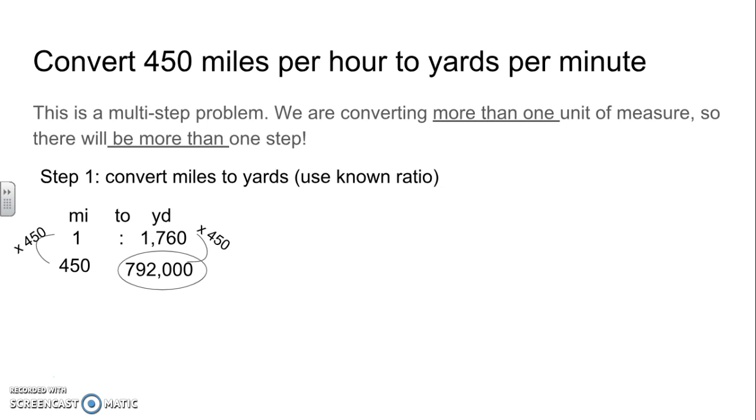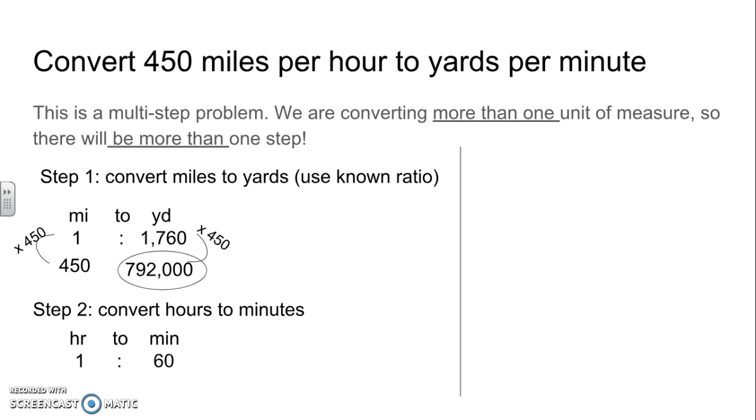So right now I know that 792,000 yards can be done in 1 hour. I've got 792,000 yards per hour. My next step is to convert my hours to minutes. We should know that in 1 hour there's 60 minutes. I have 792,000 yards in 1 hour, so I put my 1 hour underneath my hour column, and it gives me the same thing of 60 minutes.